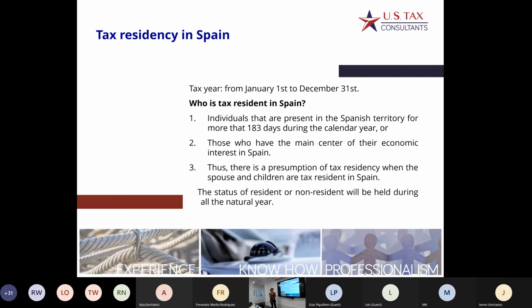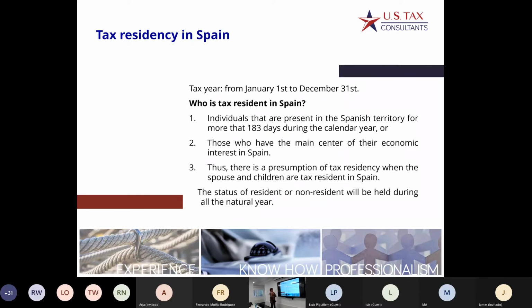There is also a presumption that if your spouse and underage children are tax resident in Spain, the Spanish tax administration will consider that you are a tax resident in Spain unless you prove your tax residency in another country. How do you do this? With a tax certificate stating that you are tax resident in the U.S. or in whatever other country. The third one is just a presumption.